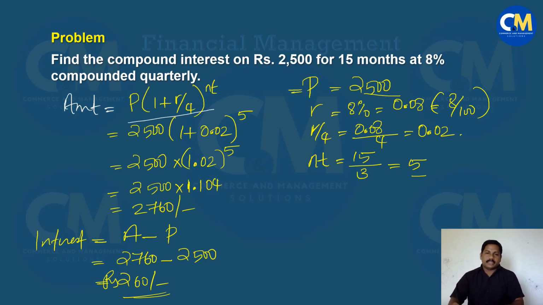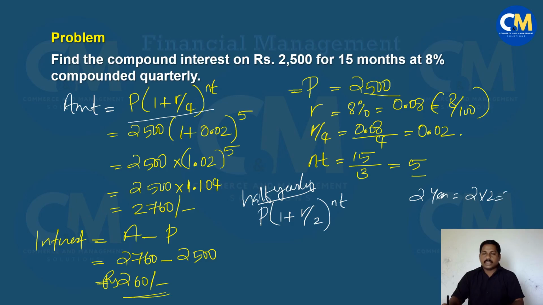If you are calculating semi-annually, means every year 2 times, means half yearly, the equation will be P into 1 plus R by 2 raised to NT. Here you need to take NT. What will be the NT? If it is for 2 years, NT will be 2 into 2, that is equal to 4. If it is for 3 years, NT will be 2 into 3, that is equal to 6.